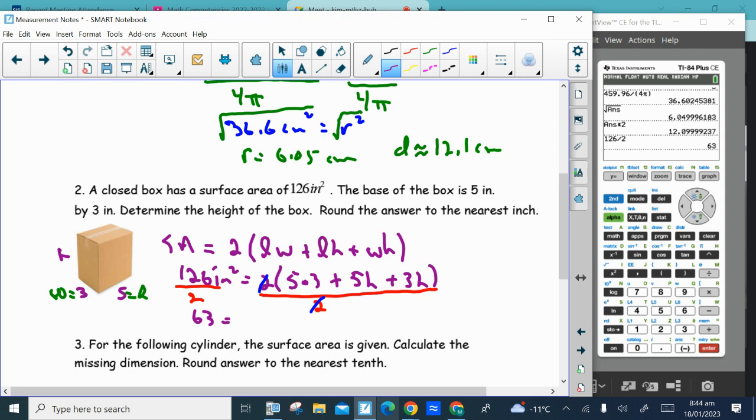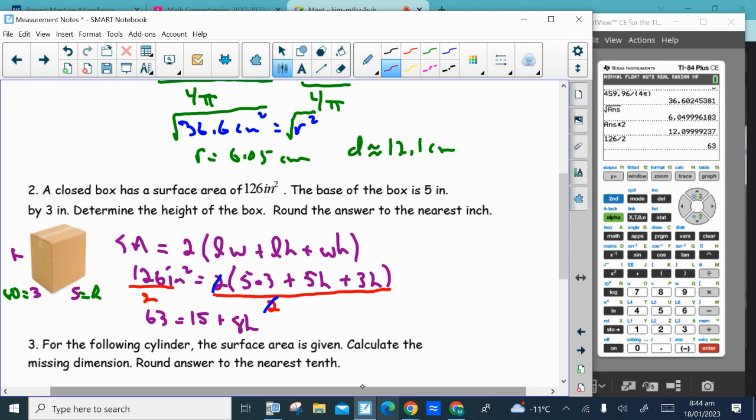Now, inside the bracket, you have 5 times 3, which is 15, plus, then you have 5h and 3h. Those can be added together. They are like terms because they both have the same variable with the same exponent. They're both h to the power 1s. So you can combine them. We did that when we did our polynomials unit. Right? So that's what we have right now.